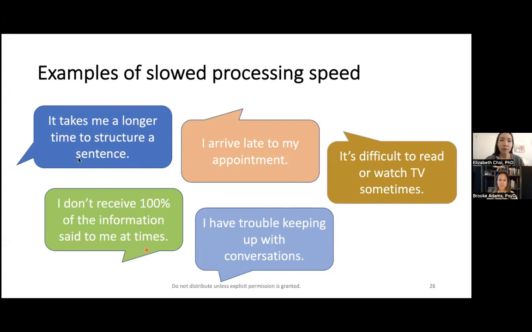Some examples of slowed incoming speed could be feeling that I'm not receiving 100% of the information sent to me. So there might be trouble keeping up with conversations. There might be information not sinking in. So it's really difficult to follow the plots while we watch a TV show or a movie sometimes. We might also find that it's hard to plan for activities, so there might be delays in arriving at appointments.